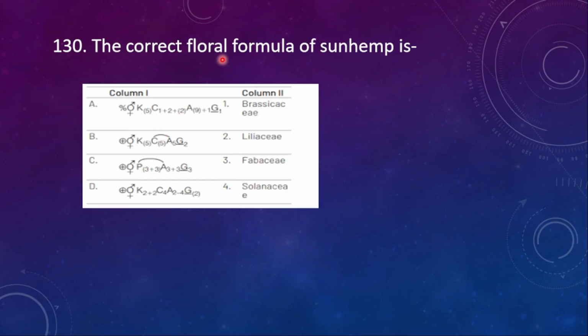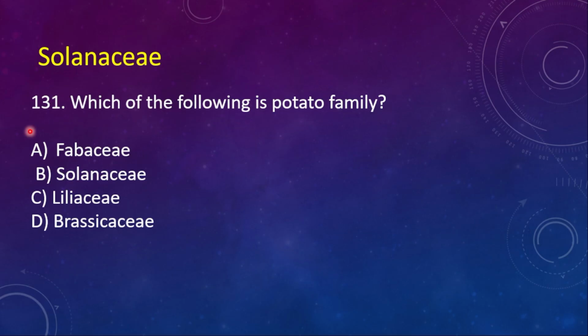130. The correct floral formula of sun hemp. Sun hemp belongs to the family Fabaceae. So the correct option will be the first one. Solanaceae family. 131. Which of the following is the potato family? Option A. Fabaceae, B. Solanaceae, C. Liliaceae, D. Brassicaceae. Option B. Solanaceae is called the potato family.